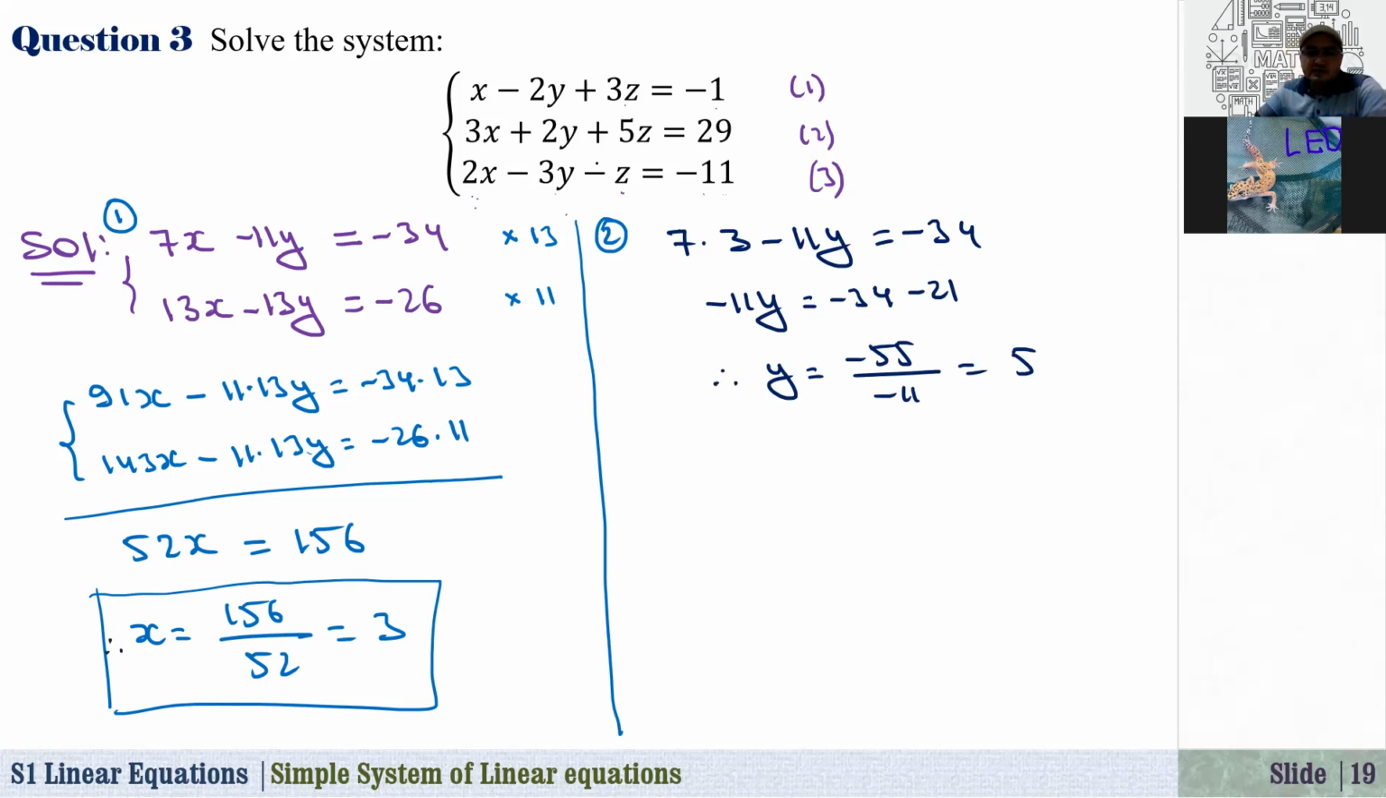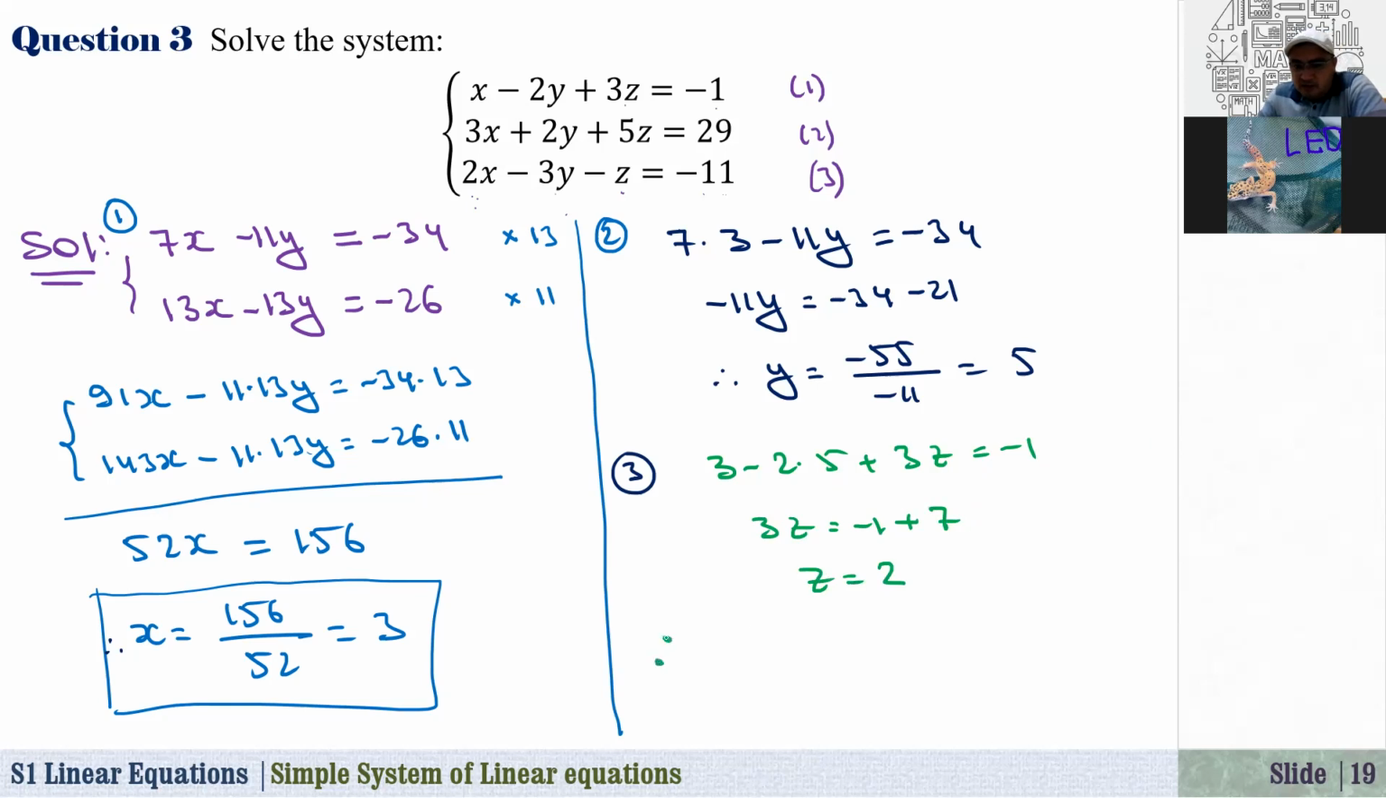So now if I just substitute into the first equation, we will get the value of z. So the first equation, x, we know x equals 3 minus 2 times y. What is y? It is 5, plus 3z. On the right-hand side, we have negative 1. So 3z equals 3 minus 10, negative 7. Take to the right-hand side, minus 1, right? So that's minus 1 plus, because it is minus 7, so it is 7, which is equal to 6. So z is equal to 2.